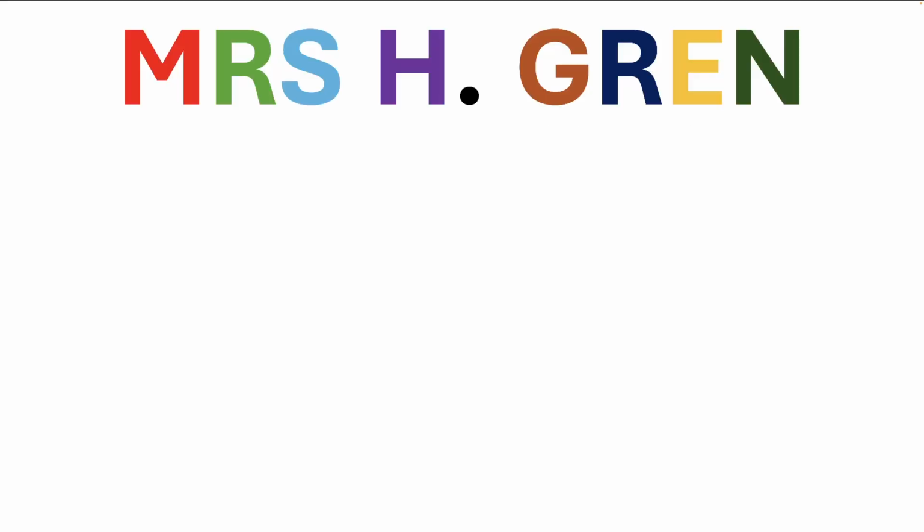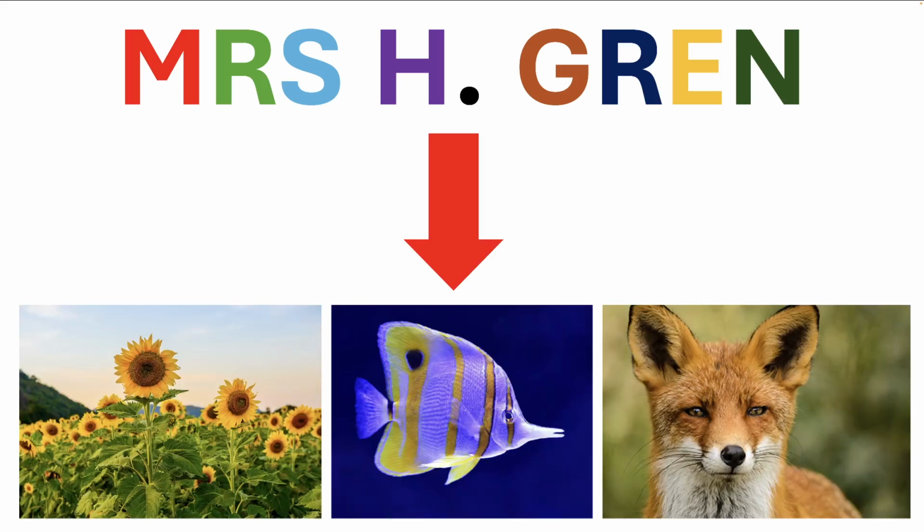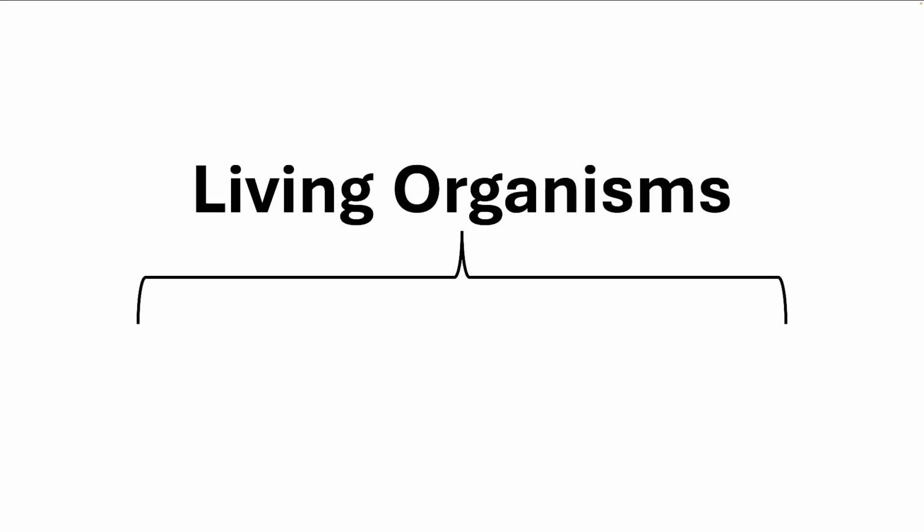Now, referring back to our previous video, we learned how to determine if something is a living organism or not through checking if it carried out the MRS GREN processes. Now that we know what living organisms are, we can classify them or sort them into two big groups based on their features: eukaryotic organisms and prokaryotic organisms.